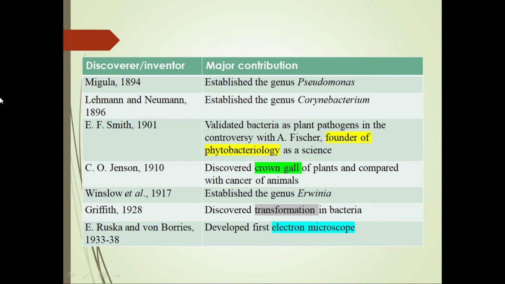Then crown gall disease of plant was discovered in the year 1910. This crown gall disease is comparable to the cancer disease of animals where tumors are formed. The genus Erwinia was established, and then in the year 1928 Griffith discovered the transformation phenomena in bacteria. This transformation phenomenon in bacteria had a long-term effect. In fact, this observation of transformation in bacteria had gone a long way to the discovery of DNA as a genetic material.